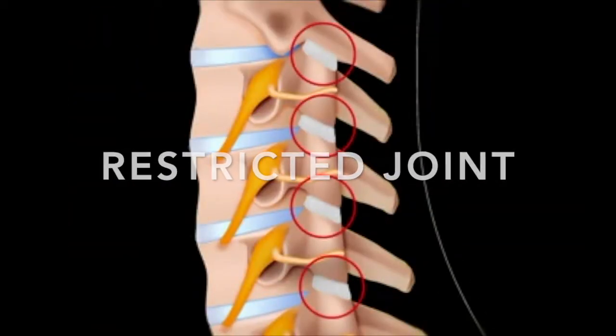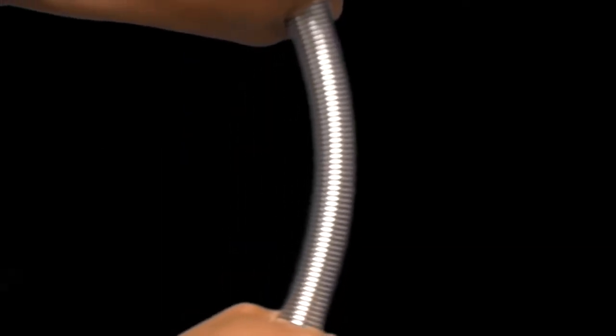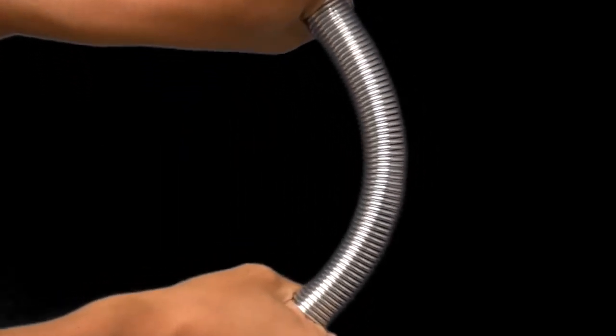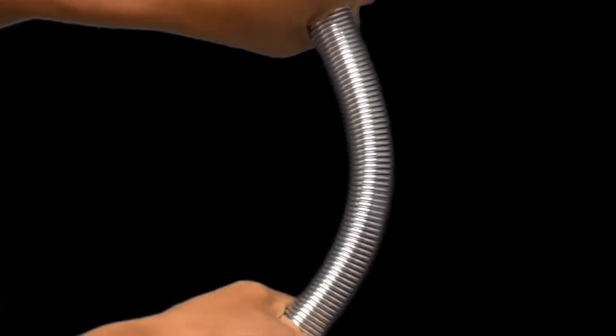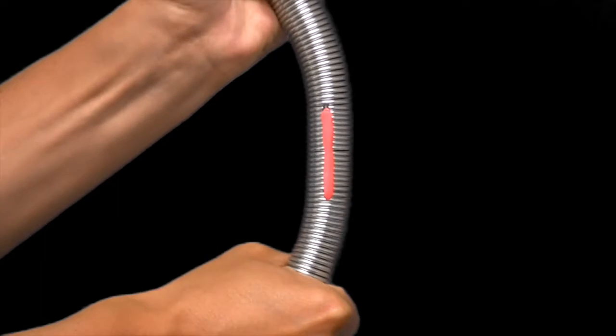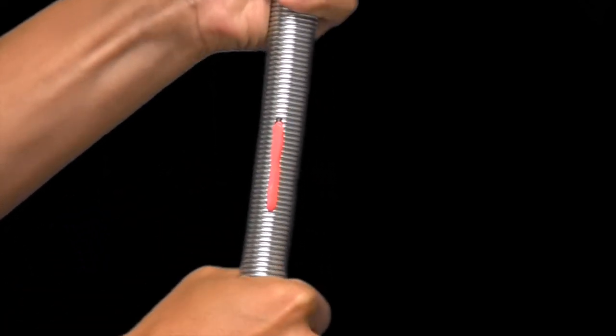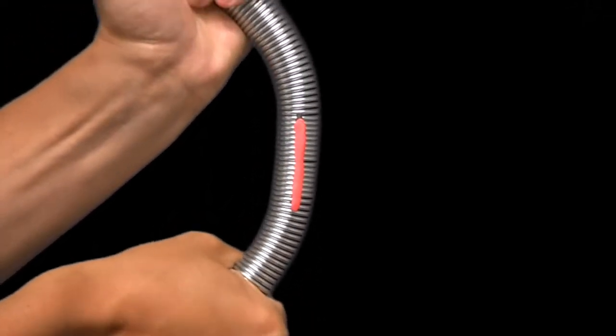To help understand this process, imagine a normal back functioning like a spring that moves freely in each direction. A back with a joint restriction is like having a section of that spring welded together. The spring may still move as a whole, but a portion of it is no longer functioning.